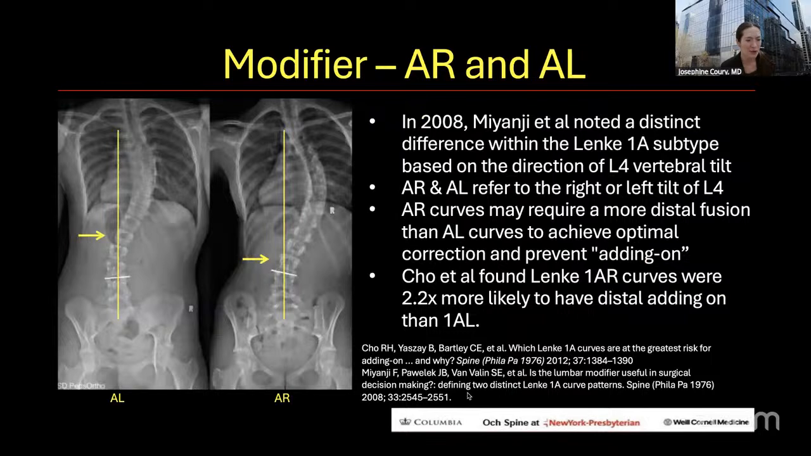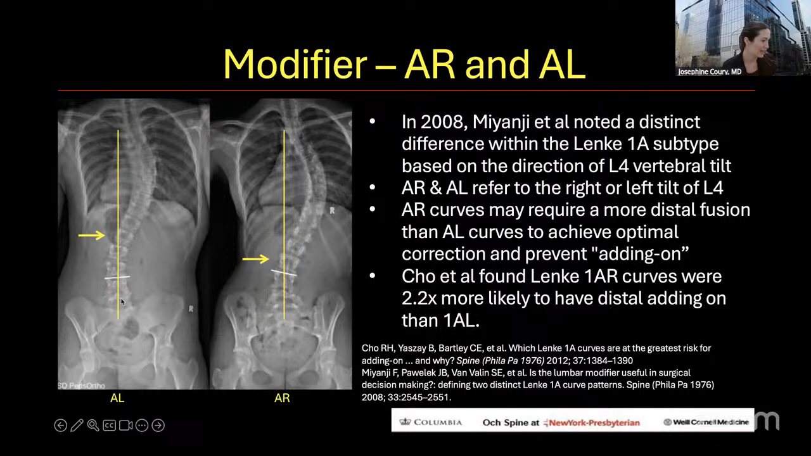And then the last modifier, which Raj and I were just speaking about offline, is the AR and AL modifier, which is unique to the Lenke type 1 and type 2 subtypes. It was developed or noticed, I guess, in 2008. And it's basically looking at the L4 vertebra, like you can see in this picture here on the left.